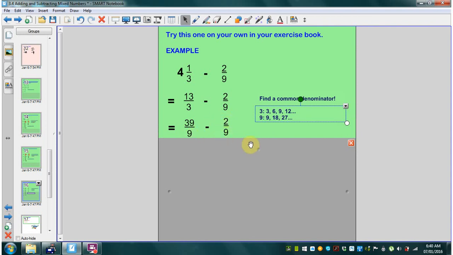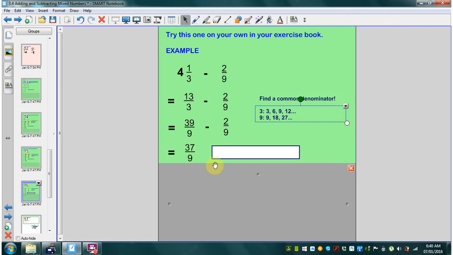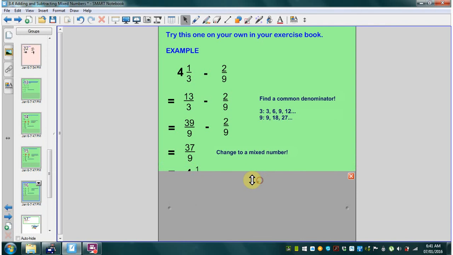Subtract 2 over 9. We're good to put these together. 39 subtract 2 is 37. Then we keep our denominator, so we have 37 over 9. Then our last step is always to simplify and change this to a mixed number. So how many times does 9 go into 37? Well, 9 times 4 is 36, so 9 goes into 37 4 times with 1 left over, and we keep our denominator of 9.